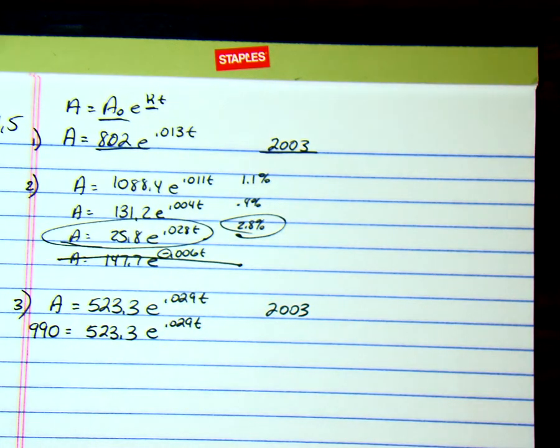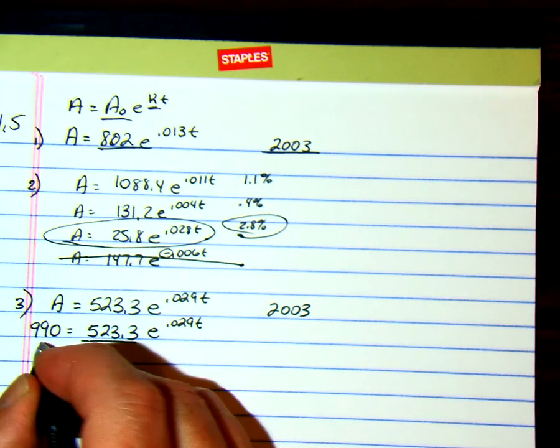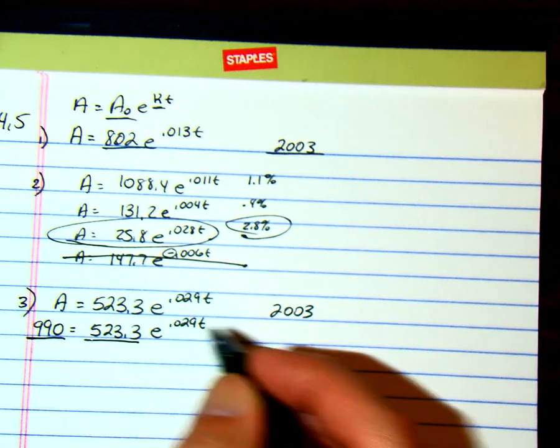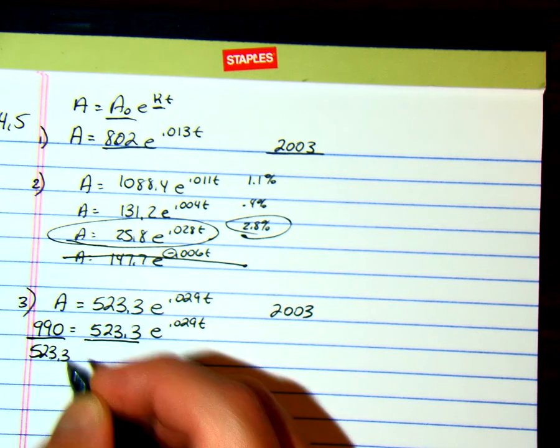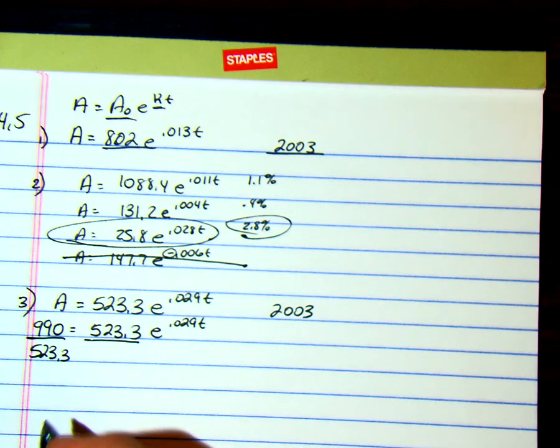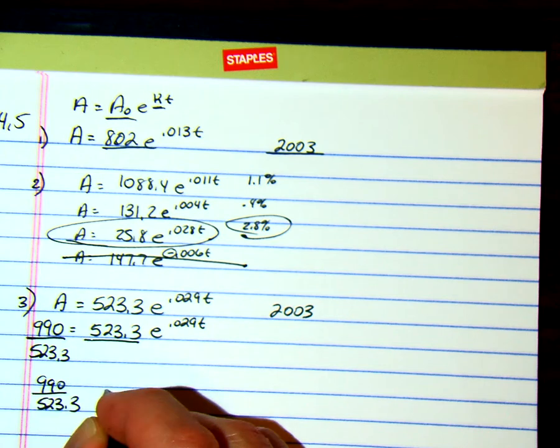So there we go. Again, we're going to solve this exponential equation, and we have to go through the same steps as we did in the other section. We've done this already, so I may skip the next few. Again, we're going to get that exponent isolated. We're going to divide over the 523.3. I want to keep this in my calculator as long as I possibly can, so I'm going to leave it at 990 over 523.3.